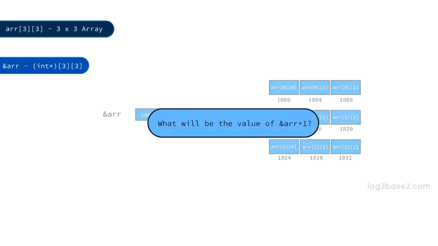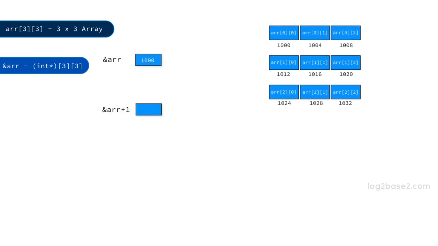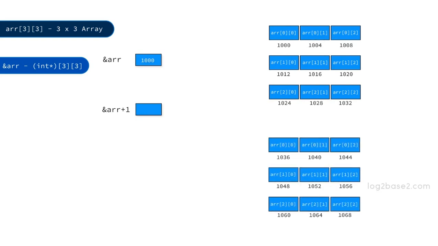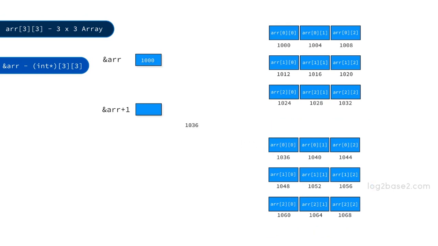And what will be the value of &ARR + 1? If we move a single integer pointer, it will point to the next variable's memory address. But here, &ARR points to the whole 3x3 2D array. So, if we move &ARR by one position, that is &ARR + 1, it will point to the next 3x3 2D block. So, the address of the next 3x3 2D block is 1036. So, &ARR + 1 value will be 1036.